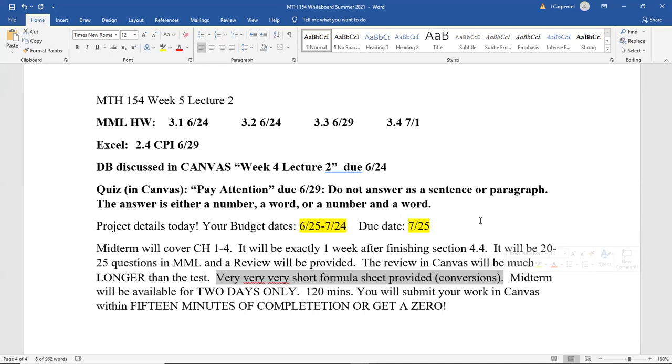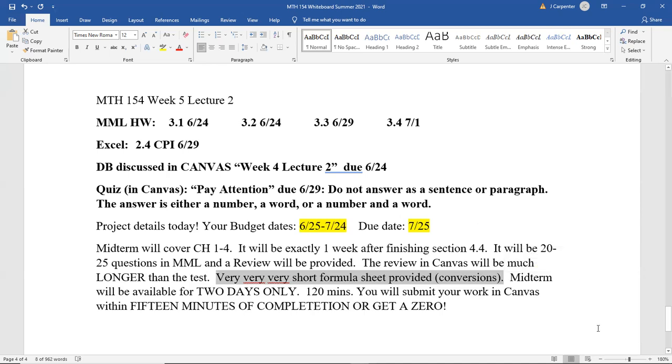That will be in Canvas. So there will be a section with the review and the formula sheet that will all be in the same section of Canvas, and you will see that in the next week, roughly. I don't want to make it available yet since I just made the project details available in there, and I don't want to throw too much at you at once.